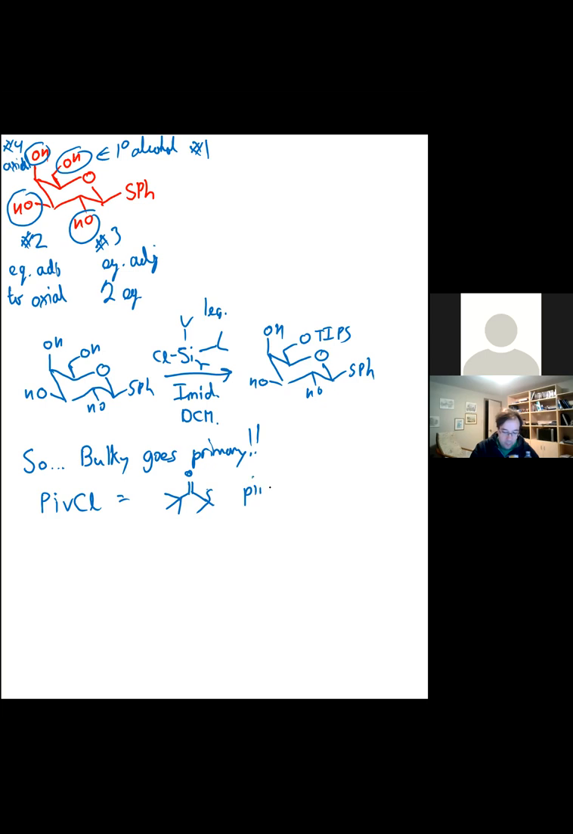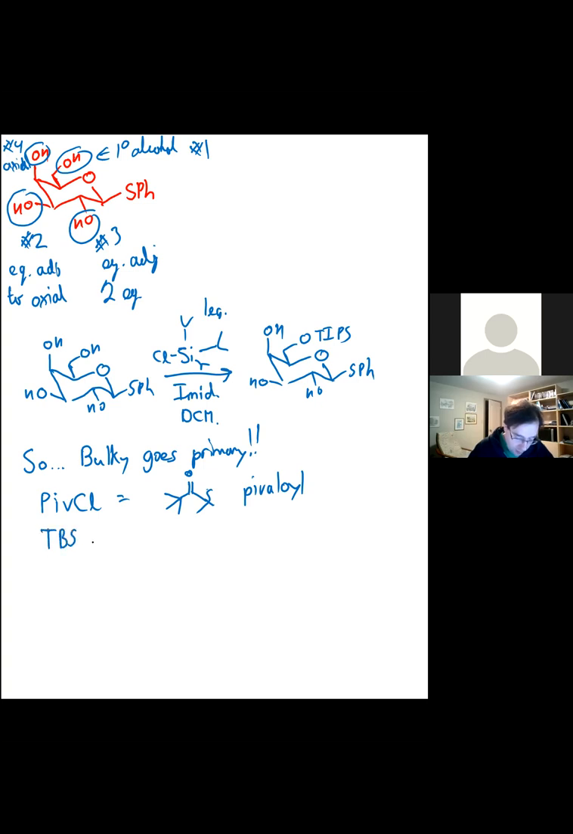The real reason is because pivalic acid was discovered before the relationship between that and the tert-butyl group was known. So the name just is inherited from history before we knew about structure. But we have this thing. It's big and bulky. It's going to go on C6.